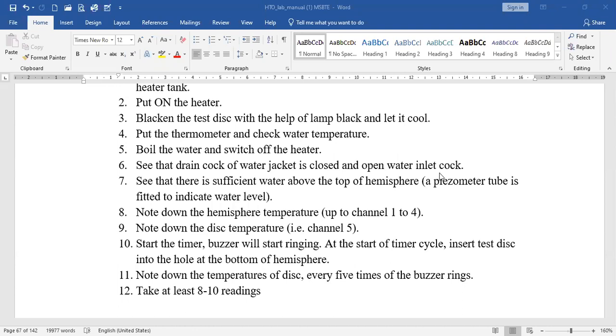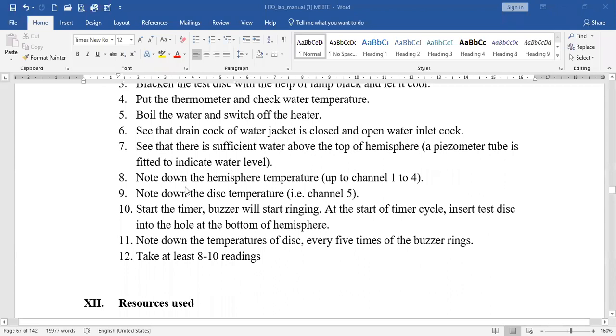Open the water inlet cock to provide the water from the water tank to the hemispherical tank. Then see that there is sufficient water above the top of the hemisphere. A piezometer tube is fitted to indicate the water level, so with the help of this water level, we can check the water inside the hemisphere. At least 50% should be filled. Note down the hemisphere temperature. There are different locations where we can measure this temperature, from 1 to 4: T1, T2, T3 and T4.